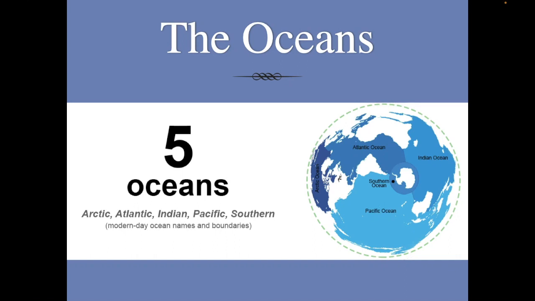Now we're going to focus on the oceans and ocean zones. There are five basic, or modern day, oceans. We have the Arctic, which is near the North Pole, the Atlantic, which is at the US eastern seaboard, the Pacific, which is at the west coast of the United States, the Indian Ocean, which connects Africa and India and Australia, and then we have the Southern Ocean, which encompasses the Antarctic or South Pole.